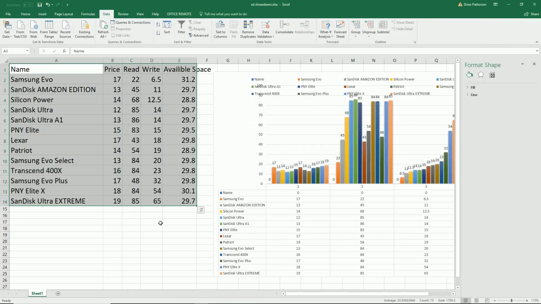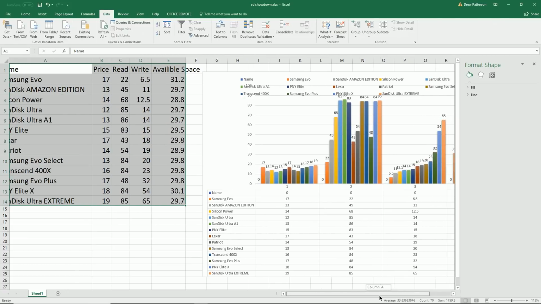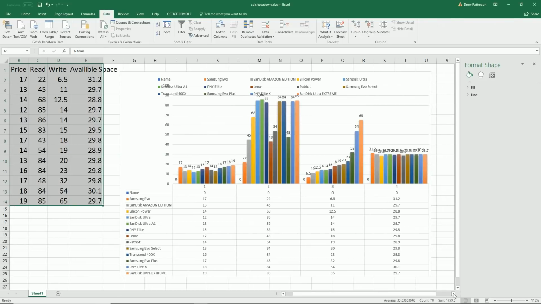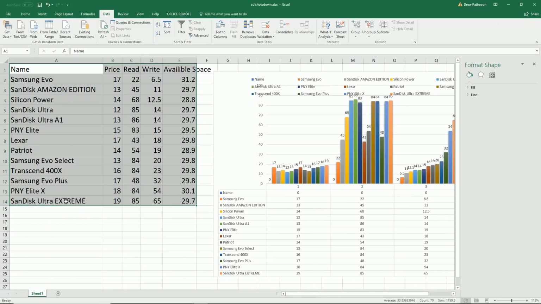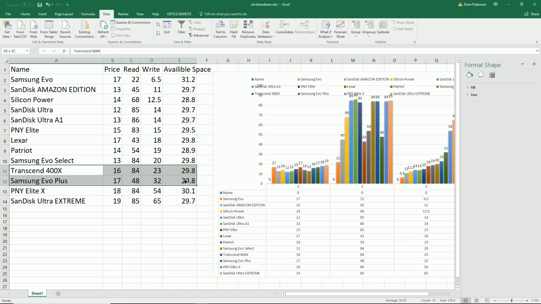Write speeds is where you see the biggest differences. You can see here on the third column, the SanDisk Extreme in its own little area. And then we have the PNY Elite X at 54, then it jumps down to 32, Samsung Evo Plus, Transcend. So I'd still go for a Samsung Evo Plus. Seems to be a really good card for the price. But the SanDisk Ultras, if you're only burning the image once, the SanDisk Ultra is still a great, great card. No corruptions, things like that.